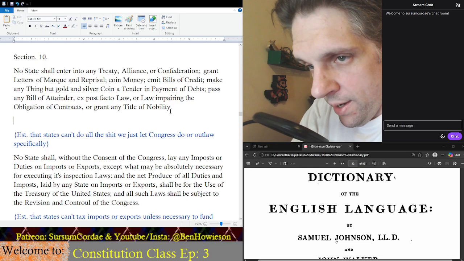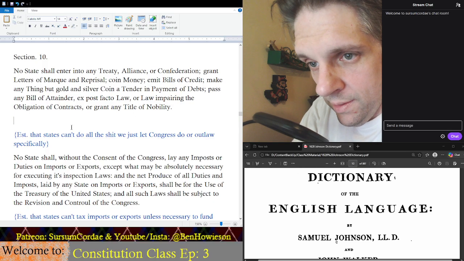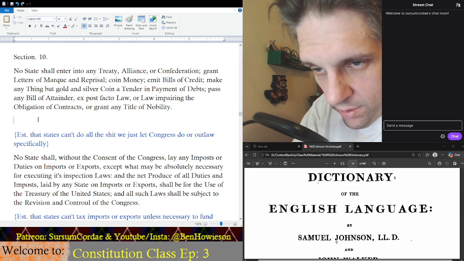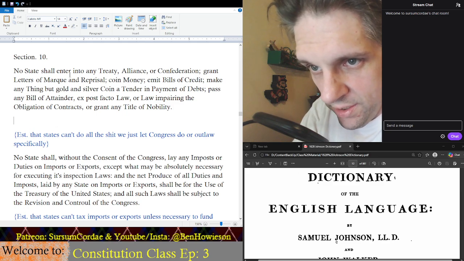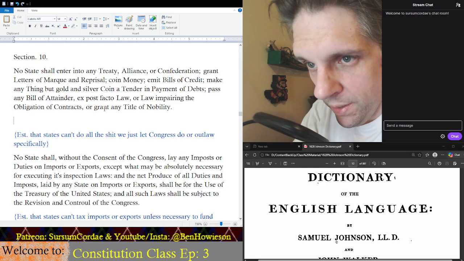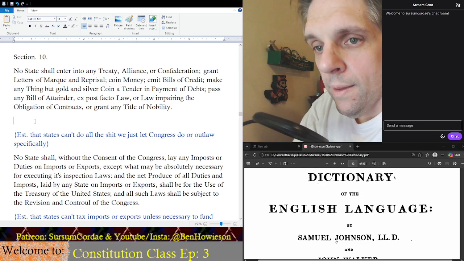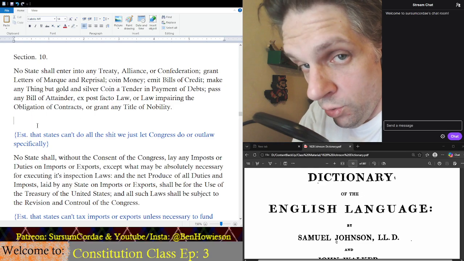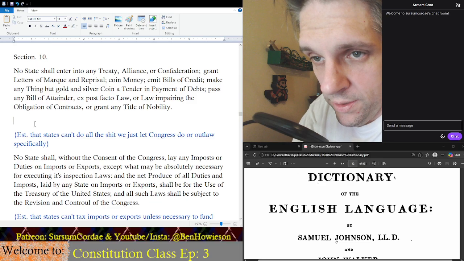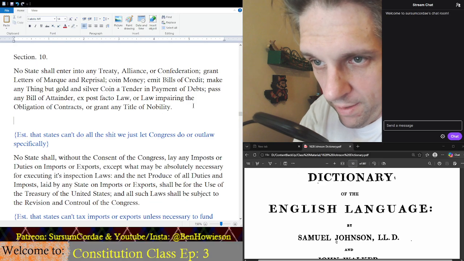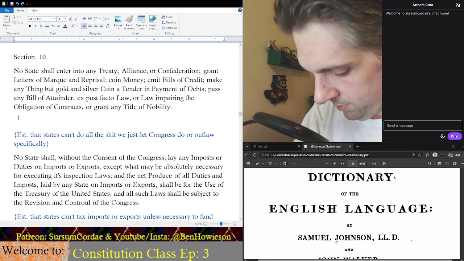So right away, they were doubling down on a lot of the stuff we just went through, all those things for how Congress has the power to do this, and they have made double sure, like, you also don't have the power to do this, states. No state shall be able to do any of this. The Congress can do this. Your state can't do this.